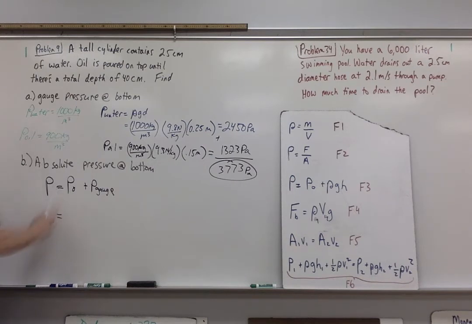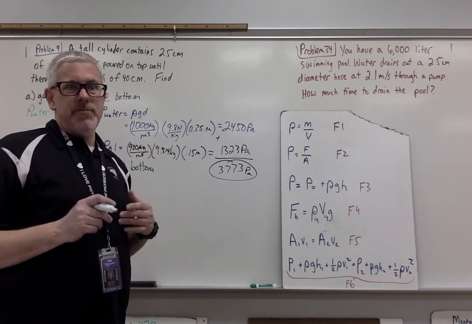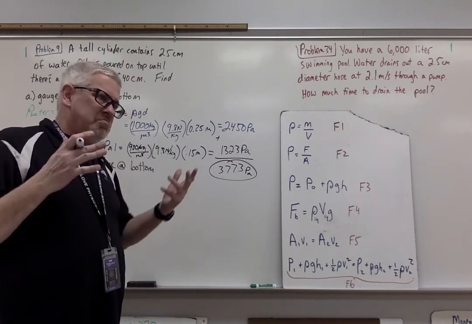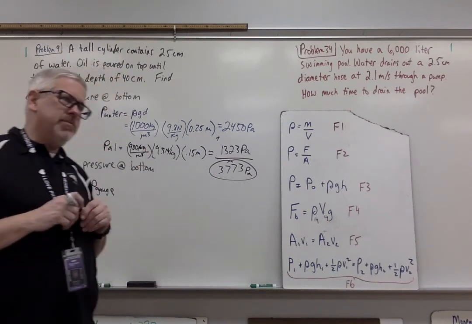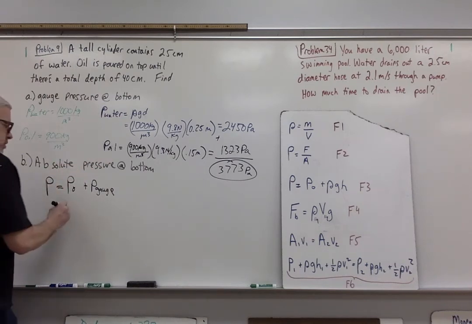So your textbook uses atmospheric pressure as 101,300 pascals, or 1.013 times 10 to the fifth pascals. The AP says it's okay to use 100,000 because it's different in different parts of the world, and 101,300 is a little too specific. It's at sea level at a certain temperature. I'll use what the book uses, though, just to be consistent.